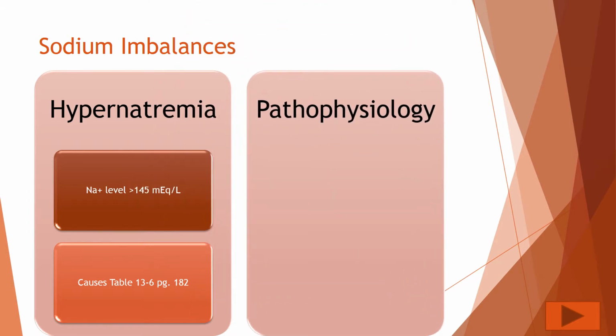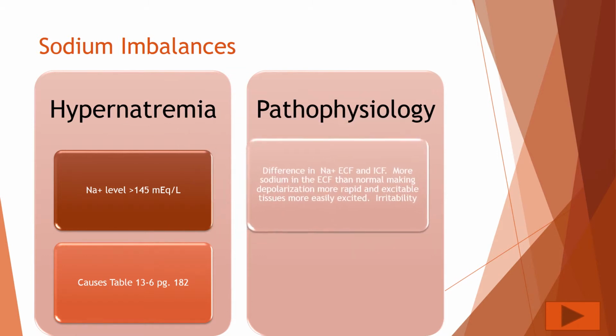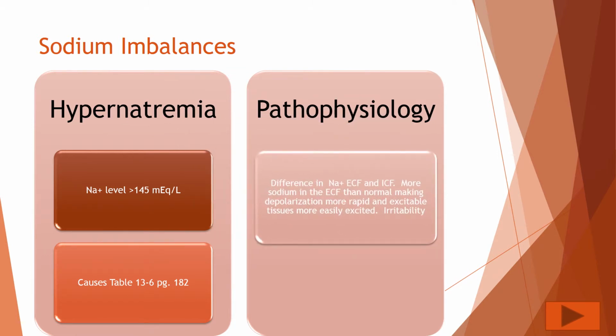The pathophysiology of hypernatremia is: as serum sodium level rises, a larger difference in sodium levels occurs between the extracellular fluid and intracellular fluid. More sodium is present to move rapidly across cell membranes during depolarization, making excitable tissues more easily excited. This is called irritability, and the excitable tissues over-respond to stimuli.